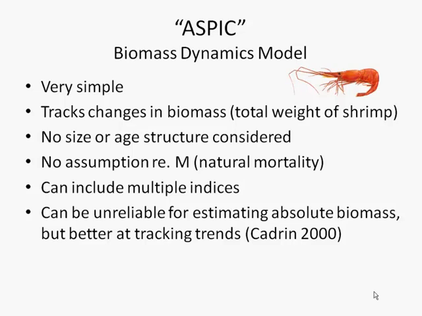A good thing about the way this model has been configured is that it can include multiple survey indices. So we can look at doing it with just the summer survey. We can add in the NIMS fall survey. We can add in inshore trawl surveys that Maine and New Hampshire do. And what else do we do? Anything else? Yeah, we don't use the spring NIMS survey. But the drawback is that, and I go into this a bit more later, this must be my old presentation, is that it can be unreliable for estimating absolute biomass, but it's better at tracking trends.